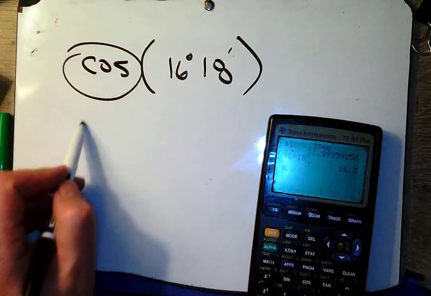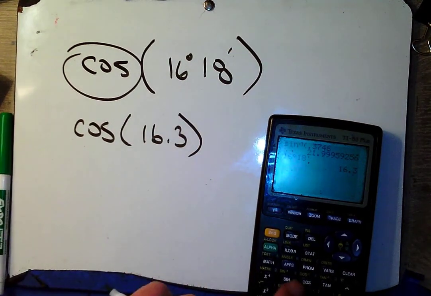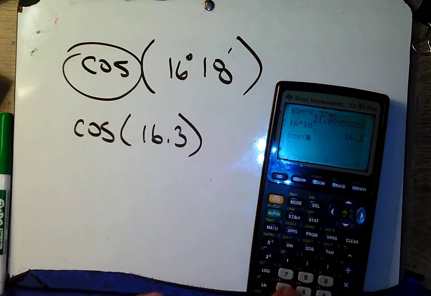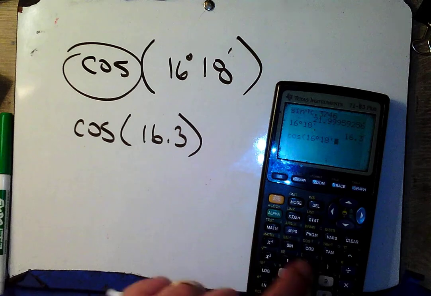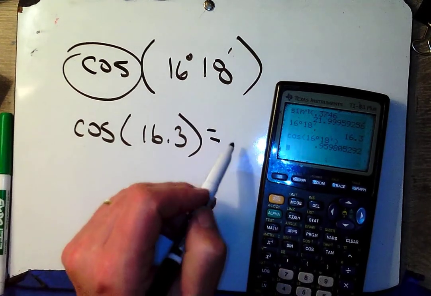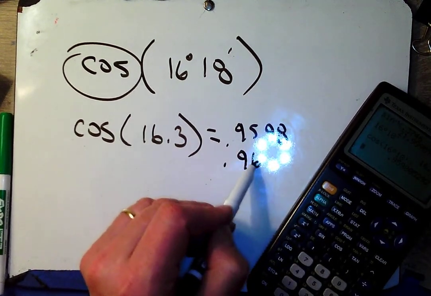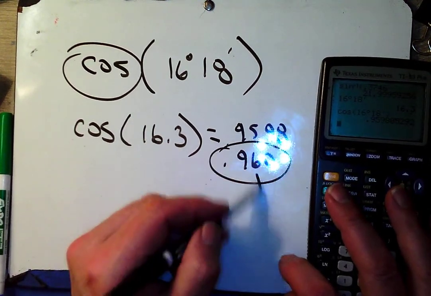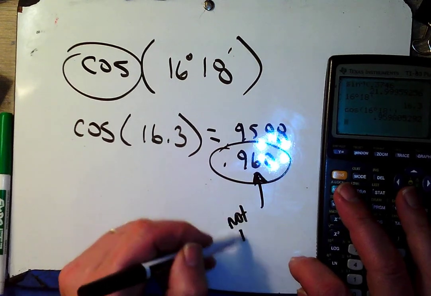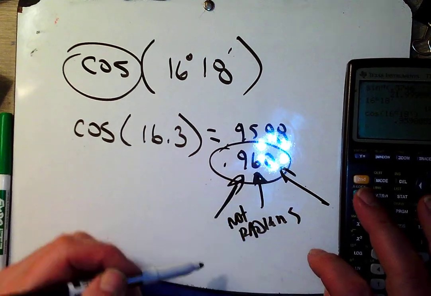And then I want the cosine of that. Cosine of 16.3. In fact, you could do the problem this way and say cosine of 16 degrees, 18 minutes is 0.9598, which I guess is 0.960 if I round to 3 places. Now, this is the cosine value. This is not radians. This is a side length. Side length, I tell you.